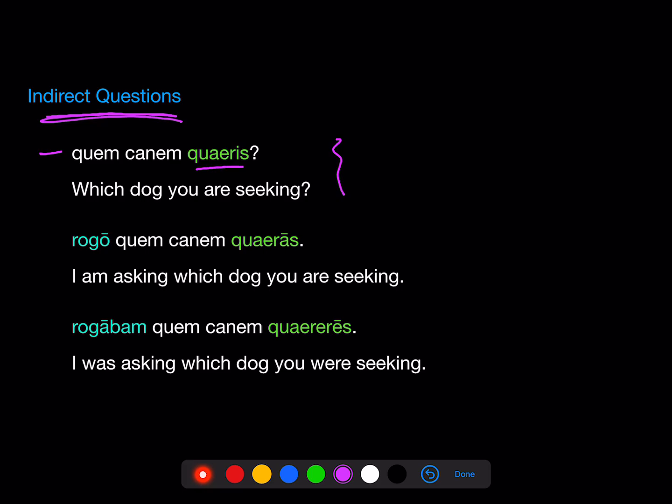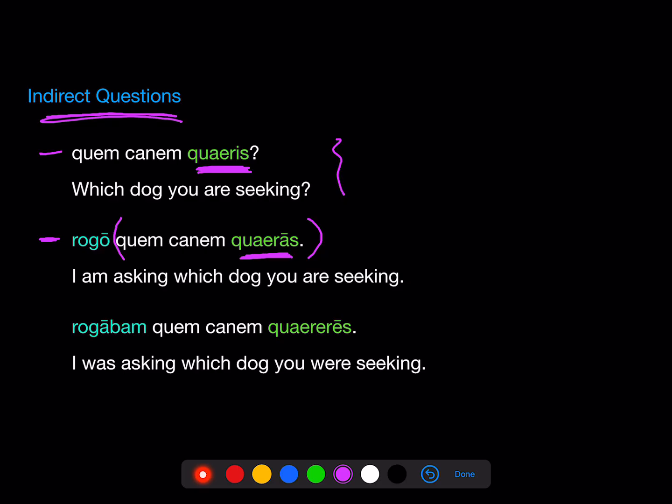Okay, and this is a present indicative active. So here we have an indirect question. Rogo quem canem quaeras. I am asking which dog you are seeking. So it's an indirect question now. We know that indirect questions take the subjunctive. And this has the present subjunctive.